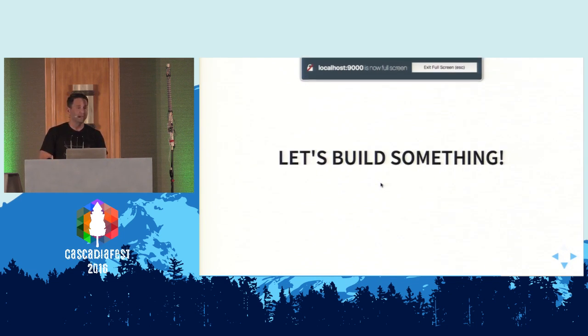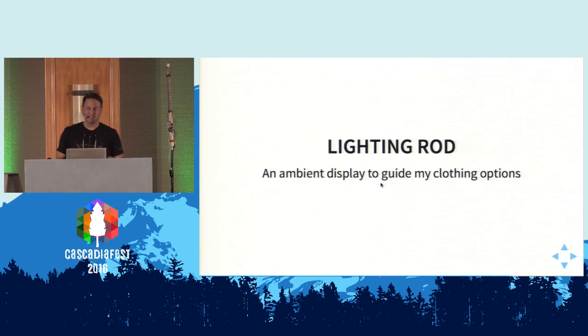So let's actually build something useful. Now, I alluded to this, that I'm really bad at figuring out what to wear. I actually kind of wish I was wearing my hoodie right now because it's kind of cold up here. But I'm going to build what I'm calling the lightning rod, and it's an ambient display that can live in my environment and help me guide my clothing options in the morning by telling me what's the temperature for today and is it going to rain? Because those are usually the two things that I mess up. I'm usually in shorts when it's like 60 out, or I'm wearing a hoodie when it's like 80 out.